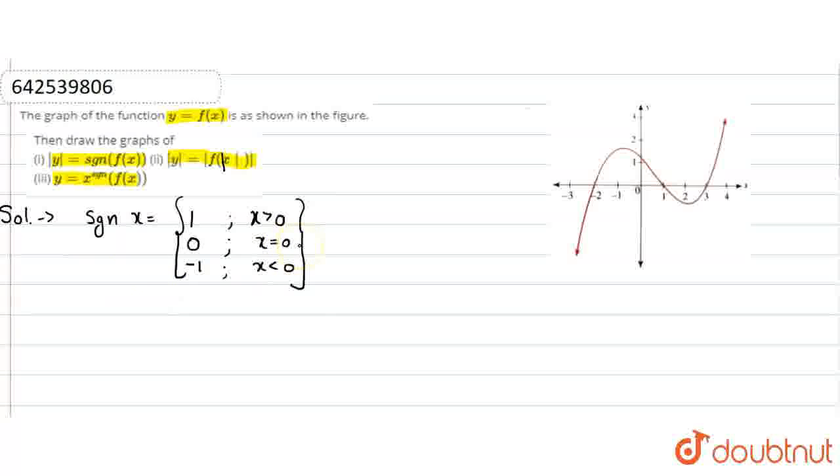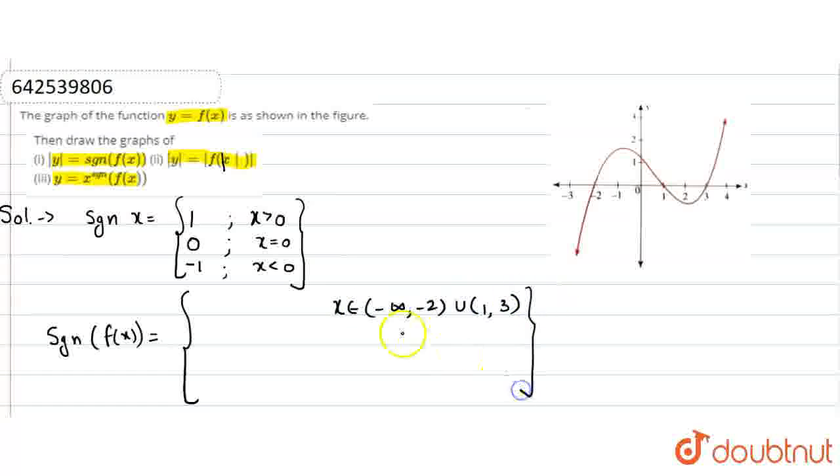Now we have to find signum of f of x. For this, we will see where the function is positive, where the function is negative, and where it is equal to 0. So if we see its graph, it clearly shows that when x belongs to minus infinity to minus 2, union 1 to 3, then the function is less than 0. And when x is equal to minus 2, 1, 3, basically where it cuts the x-axis, it is equal to 0. And when x belongs to minus 2 to 1 union 3 to infinity, it is positive, right?